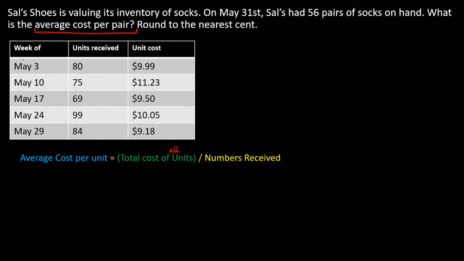So you can see in this chart, it's telling me when my inventory came, what week it came in, the number of units that arrived. So that means on May 3rd, I received a shipment of 80 units, for example. And then the unit cost. So what that means is that, for example, for May 3rd, each of these 80 items cost $9.99. So if I want to find the average cost of all of the items listed here, I have to add up all of their costs, right?